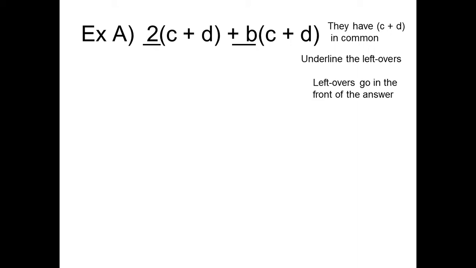So I'm going to go ahead and write my answer as 2 plus B times the quantity C plus D. Now, if you remember, they only have C plus D in common, so that's why I write it once, just one time there.